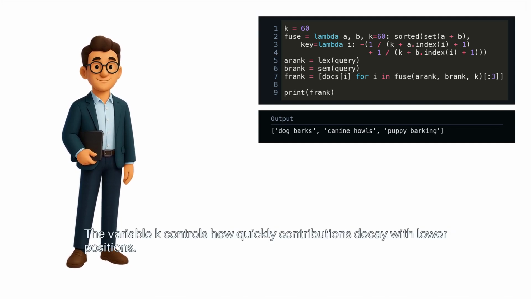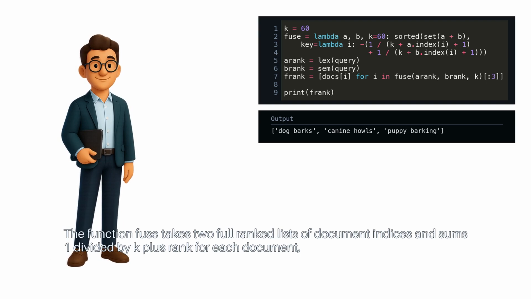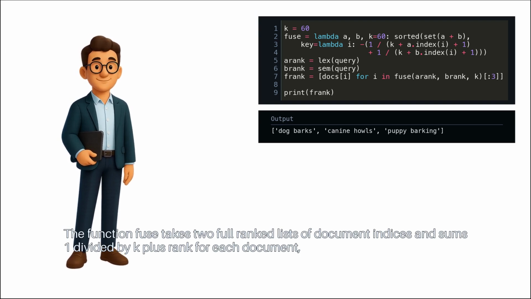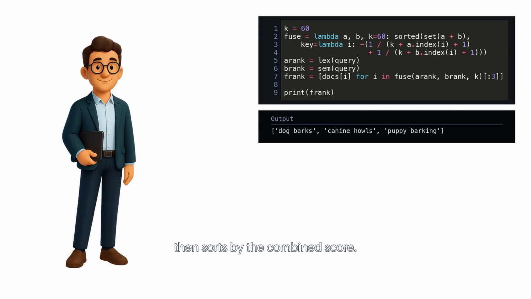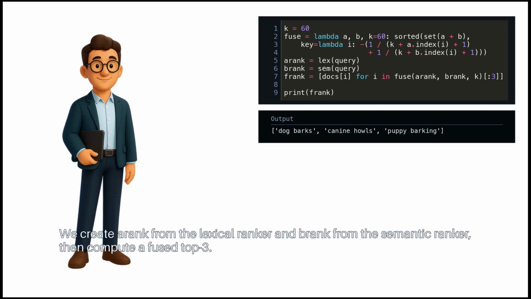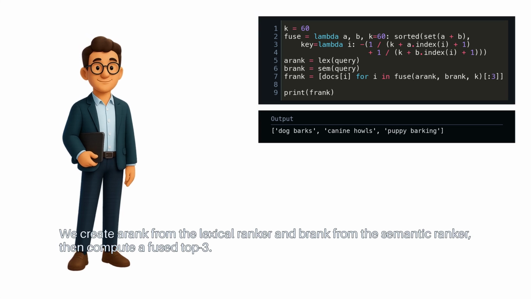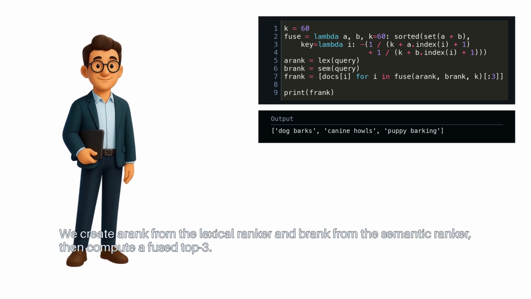The variable k controls how quickly contributions decay with lower positions. The function fuse takes two full ranked lists of document indices and sums 1 divided by k plus rank for each document, then sorts by the combined score. We create a rank from the lexical ranker and a rank from the semantic ranker, then compute a fuse top 3.